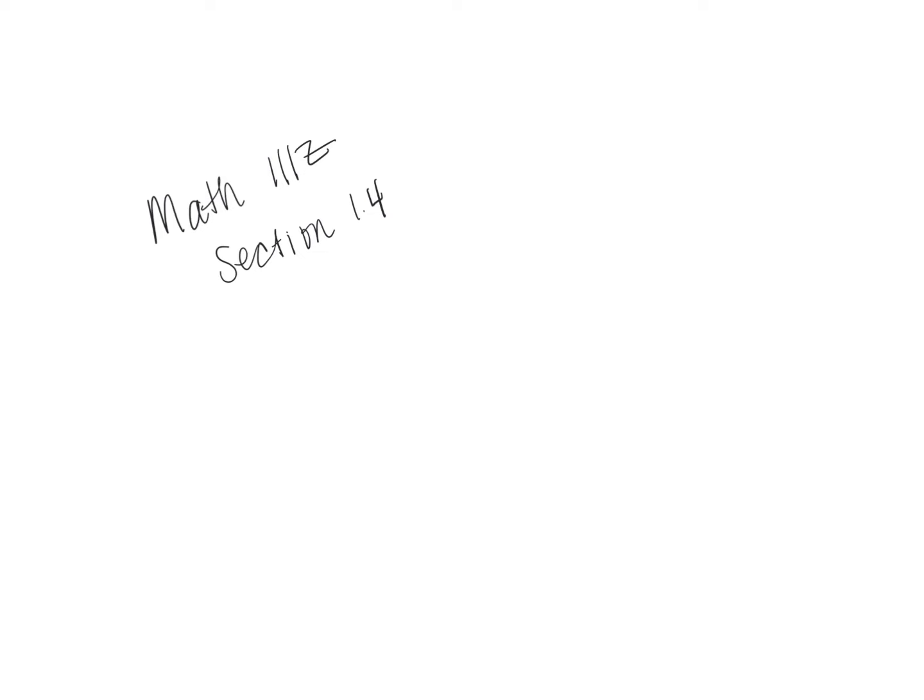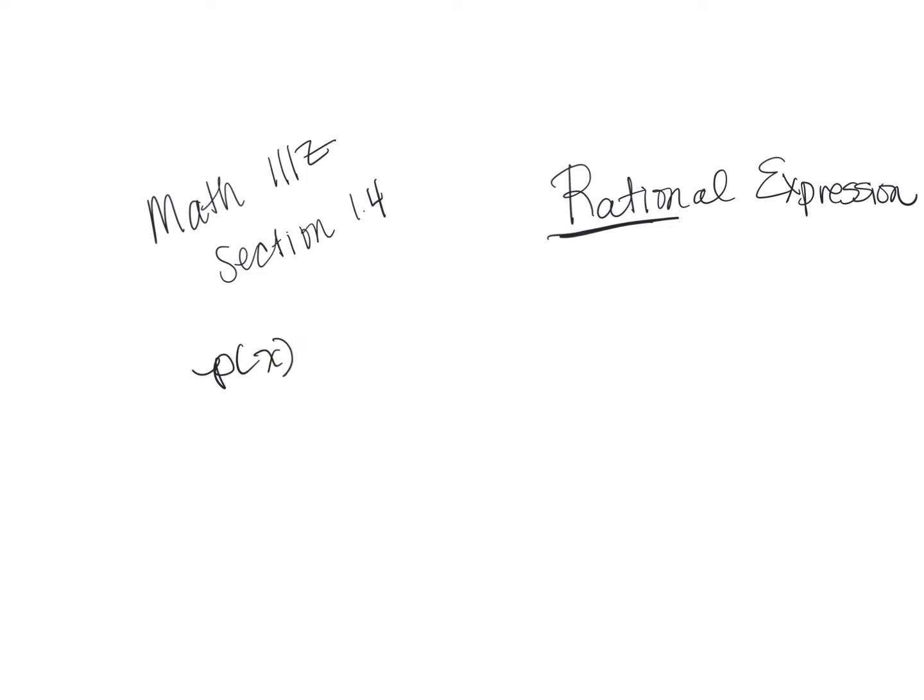So looking at section 1.4, this is rational expressions. Remember ratio? We talked about that last week. Ratio means a fraction. So this is essentially a polynomial, p of x, over another polynomial, q of x. So if you take the fraction of two polynomials, you get a rational expression.